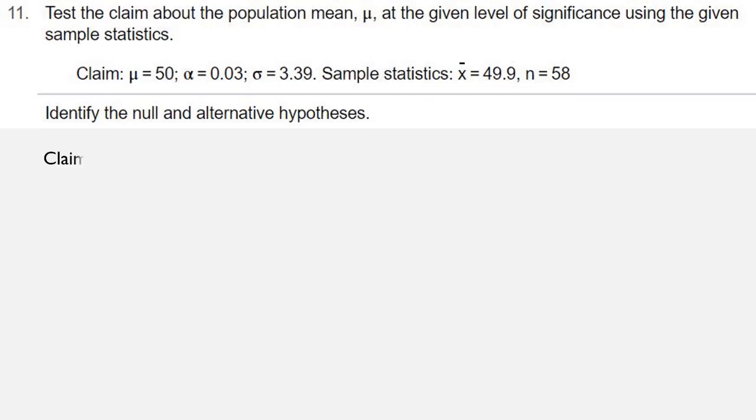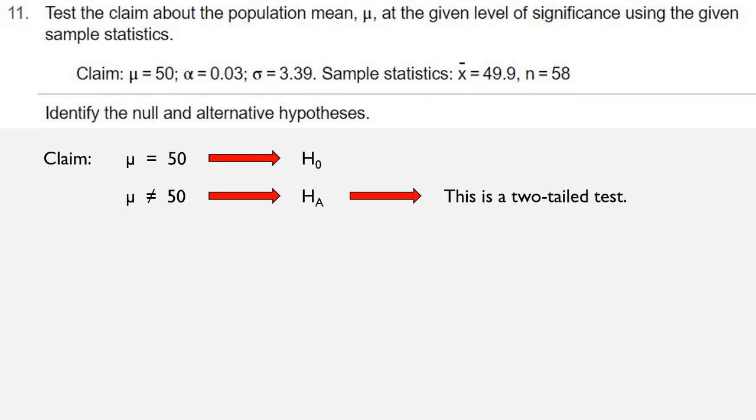The claim that was made was that mu was equal to 50. Because that has a statement of equality in it, that's an H0. The complementary hypothesis to this would be mu not equal to 50, which would be our HA. Once we know our HA, we know what test type we have. And when the symbol in the HA hypothesis is not equal to, that tells us this is a two-tailed test.